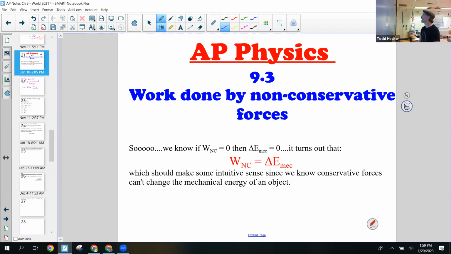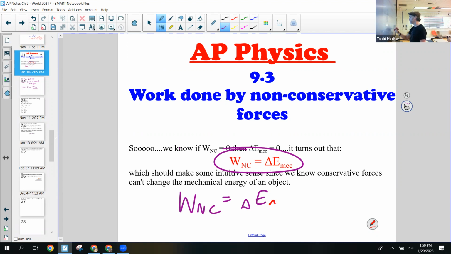Work done by non-conservative forces. We already know that if non-conservative forces don't do work, then there's no change in our total mechanical energy. That's conservation of energy. It turns out that if the non-conservative forces do work, then the work done by the non-conservative forces is your change in mechanical energy, which for us is change in kinetic energy plus change in potential energy.